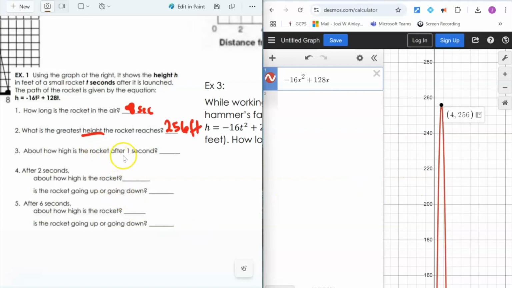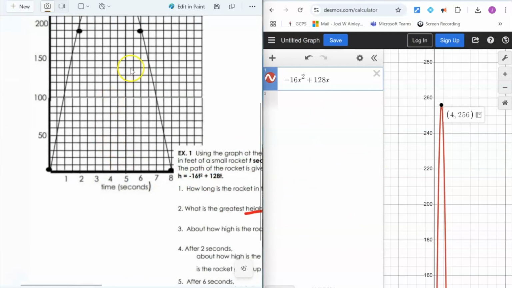All right, how high is the rocket after 1 second? That means I go to where x is 1 and I see how high it is. And again, I can do that from here.